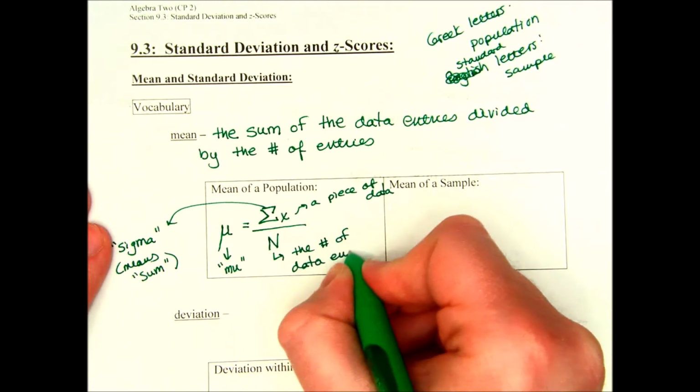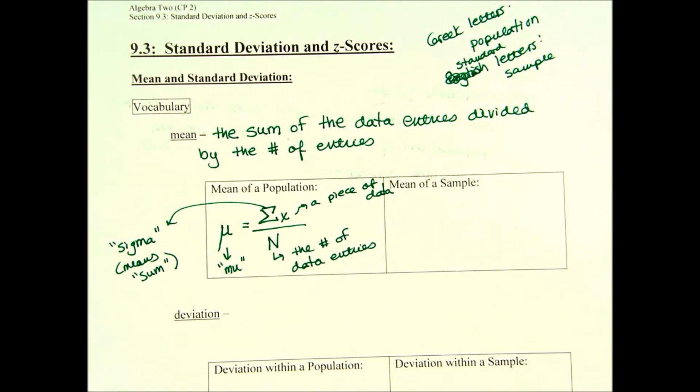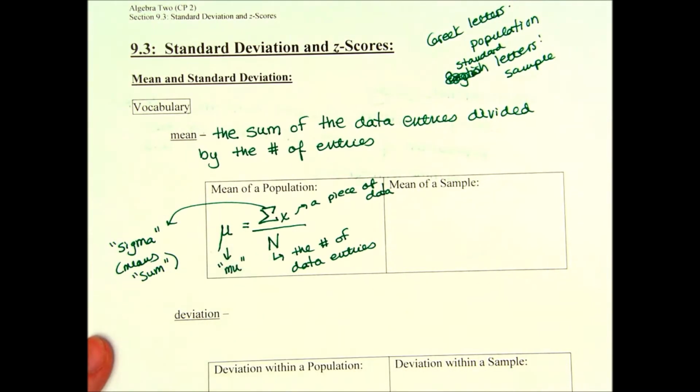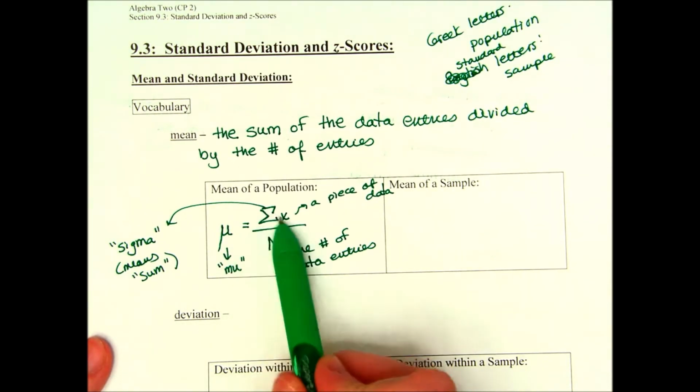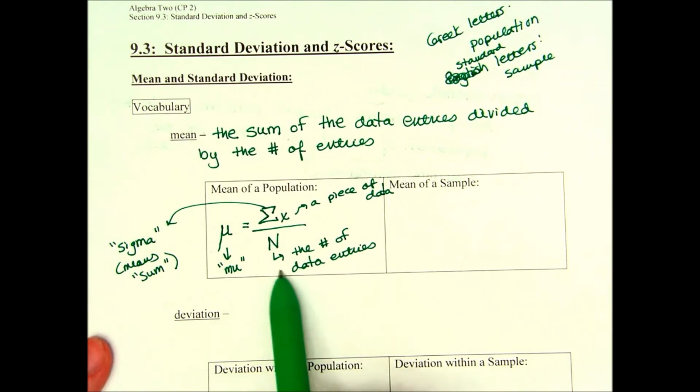Again, I know that this doesn't have to be this complicated, but I need to get you introduced to the symbols here, so when we use them with standard deviation, you'll already be familiar with them. My symbol for the mean of a population is mu. I'm going to find the mean by adding up, that's what my sigma means, all the data values, X, and I'm going to divide by the number of data entries that I have.